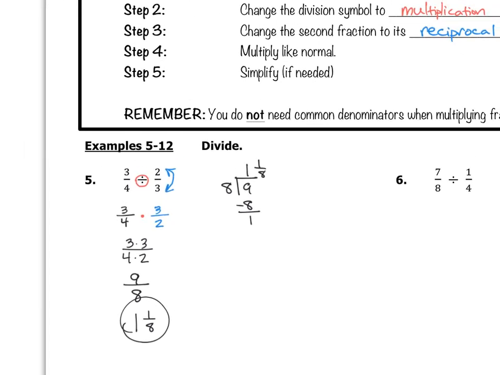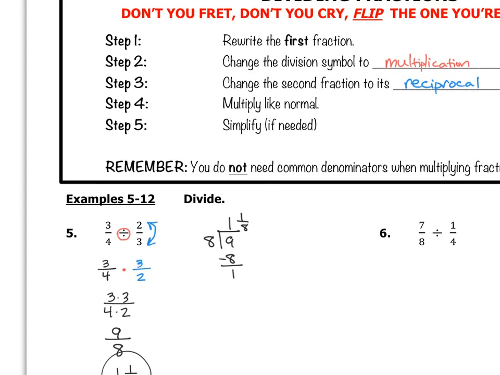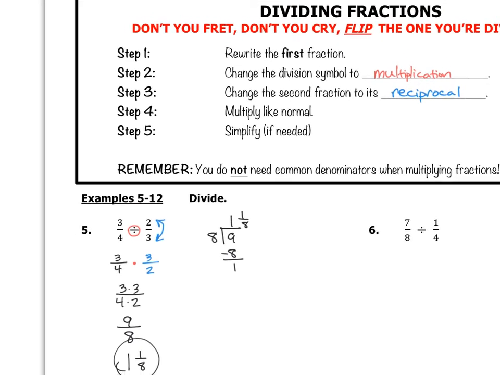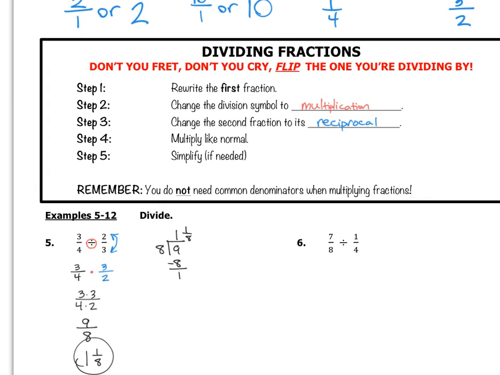So it's a basic process of rewriting the first fraction, changing the division symbol to multiplication, changing the second fraction to the reciprocal, and then multiplying like normal. We even have a little saying when we divide fractions that helps us remember these steps. That saying is up there in red. Don't you fret, don't you cry, flip the one you're dividing by, which means write the reciprocal of the second fraction.